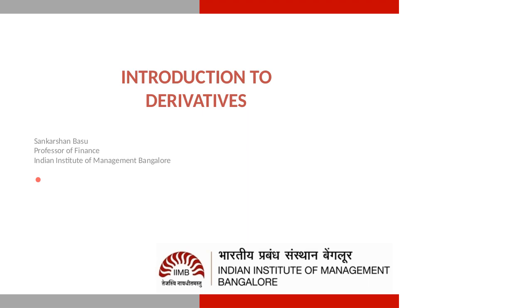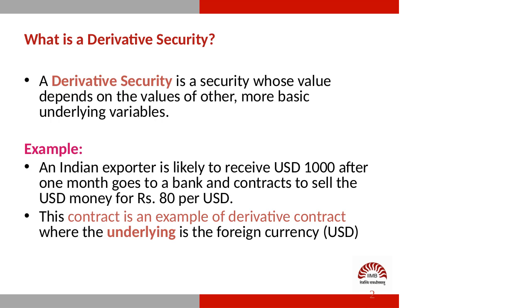So what is a derivative? Fundamentally, a derivative is a security whose value depends on other more basic variables. So a derivative security is essentially a security whose value depends on other more basic variables, which are called underlying variables.